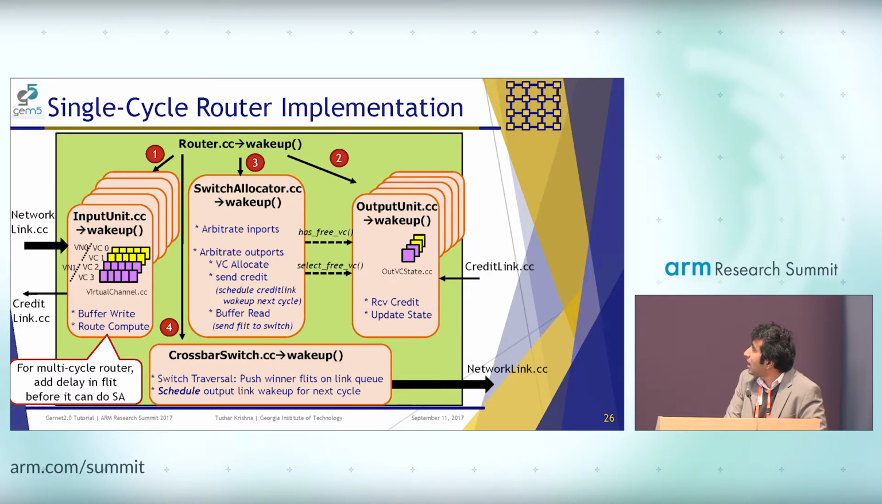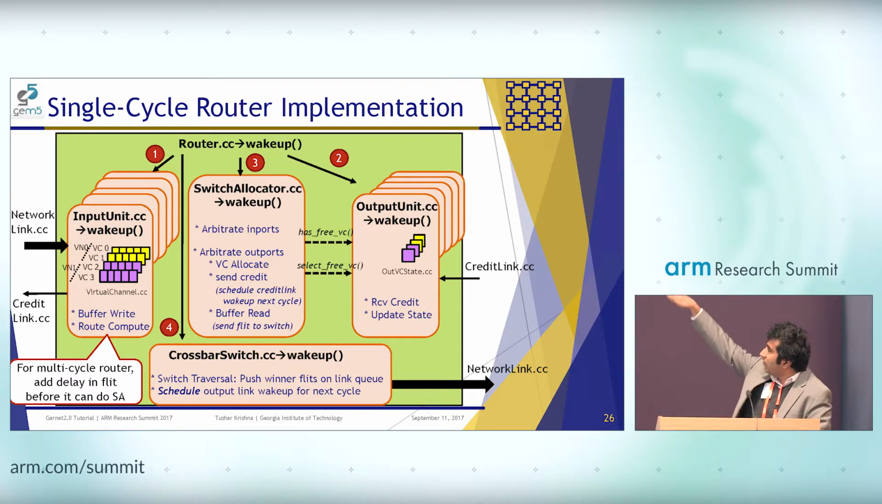And this will then call the wake up function in the input unit, which will read a flit and write it into the buffer, perform routing. This would then call the wake up function in the output unit, which would receive credits from the next router and update state. Then you call the wake up function in the switch allocator.